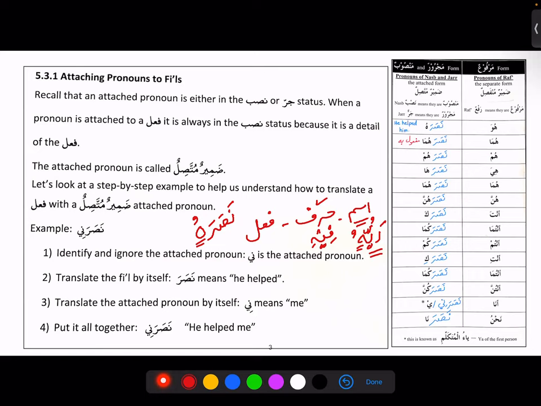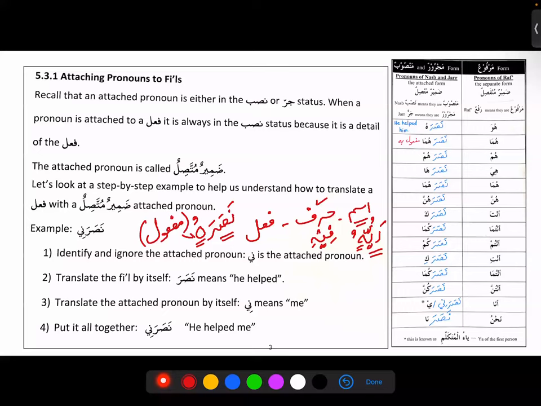And what do we learn about detail? In this case, we are today going to learn the term that is basically maful, because it is giving us a detail: he helped who. So this "who" is basically maful. So whenever we have fail plus attached pronoun, this attached pronoun is always maful. This is the new thing we are learning today.